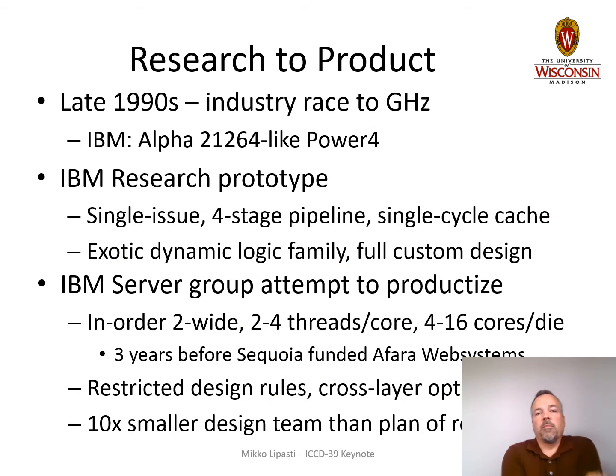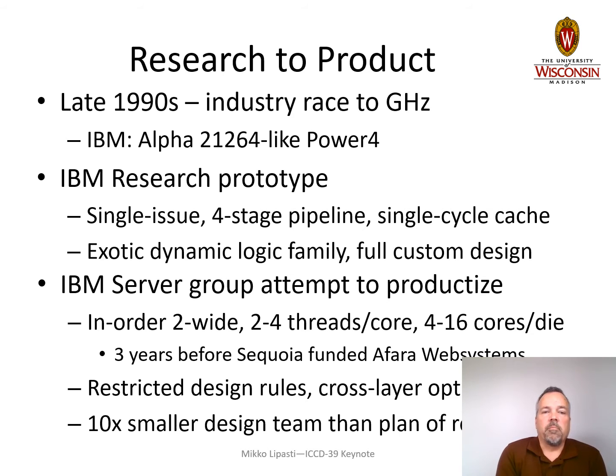And this was a research prototype that my group at the IBM server group was tasked to try to make an attempt to productize. Could we build an actual CPU out of this that was industrial strength and that would compete in the server marketplace? So what we proposed at the time was an in-order, 2-wide, 2 to 4 threads per core, and then 4 to 16 cores per die in quick succession with some die shrinks and some process technology improvements coming out. So this is what we proposed. It would have been, again, well above a gigahertz right off the bat, and improving from there.